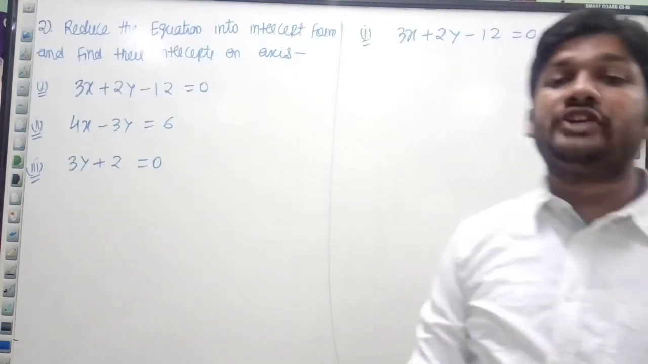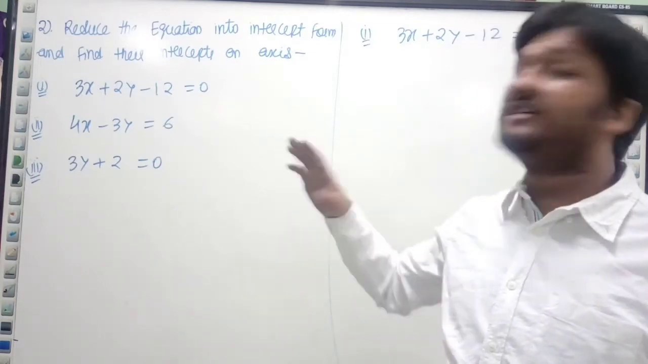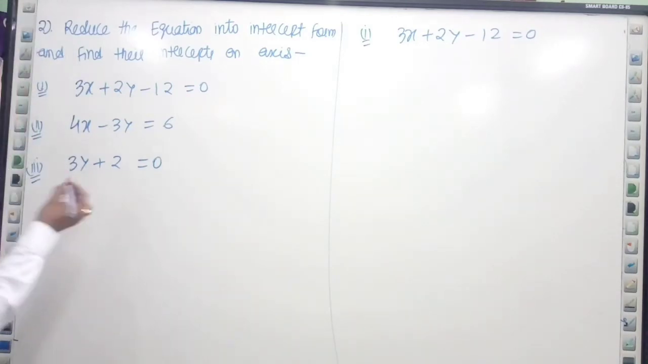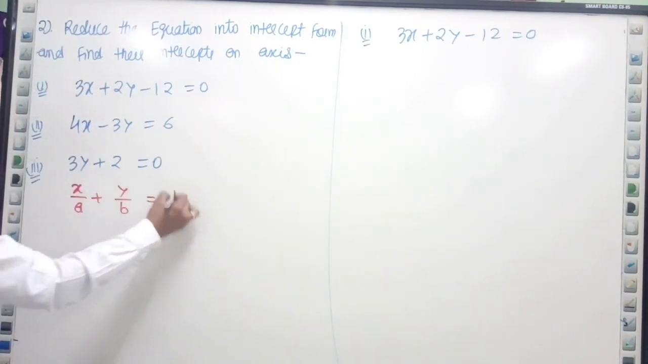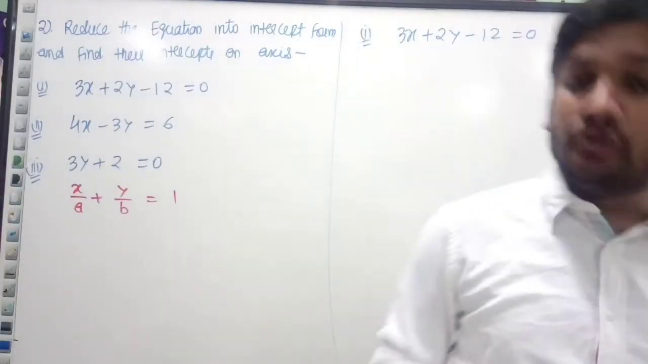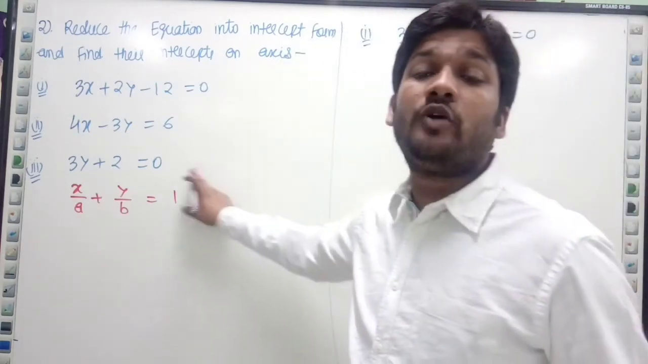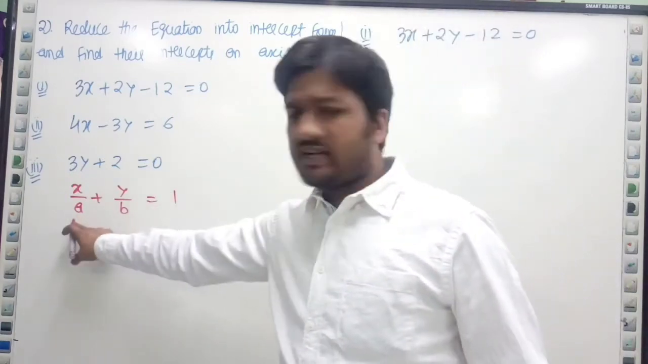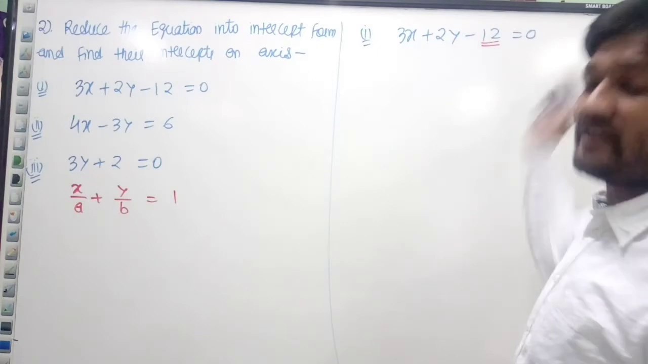Now the second question: reduce the equation into intercept form and find their intercepts on axis. Before solving this question, we will write the intercept form, that is x upon a plus y upon b equal to 1. Now how to convert the equation into intercept form? Just pay attention. In this equation we have the constant term on the right hand side, and that is 1. Remaining two terms are of variables x and y. So what I will do, I will take the constant term to the right hand side.